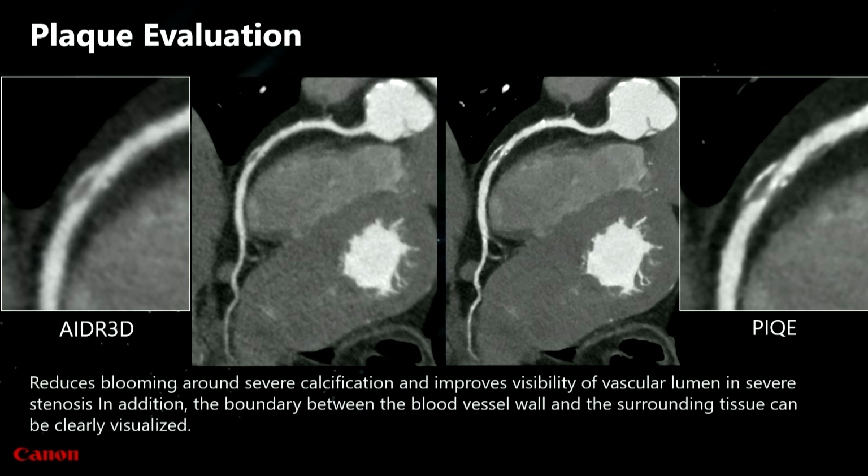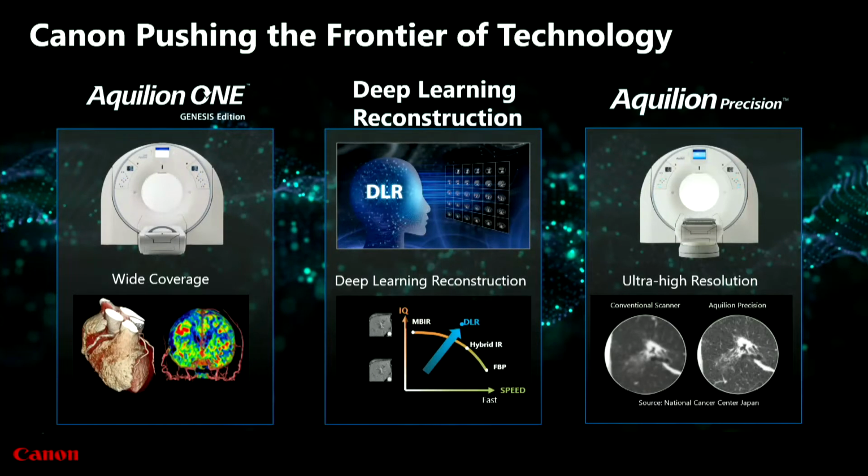So in a nutshell, that is PEAK, where Canon is pushing the frontier of technology. We were, for a long time, working on volume coverage, wide area detector. In parallel, we were working on high spatial resolution, and with PEAK, we were able to bring those two together with deep learning to have super high resolution, wide area CT.